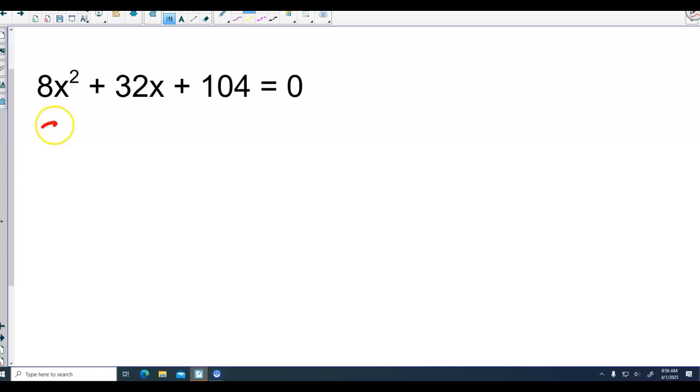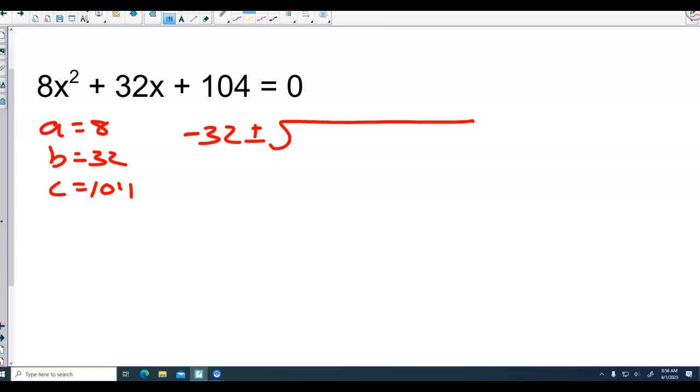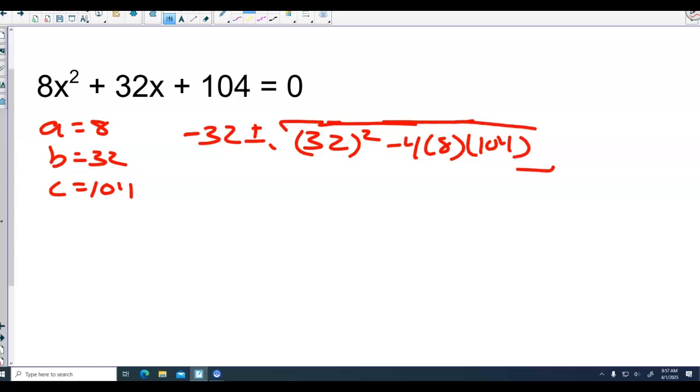Okay, so if I don't reduce anything, my A is 8, my B is 32, and my C is 104, and I can do that. Negative 32 plus or minus 32 squared, I think, is 984, but I'm going to check it. Nope, 1024. That's why I'm glad I checked it. Actually, let's just write the numbers in there first. 32 squared minus 4 times 8 times 104, all over 2 times 8.